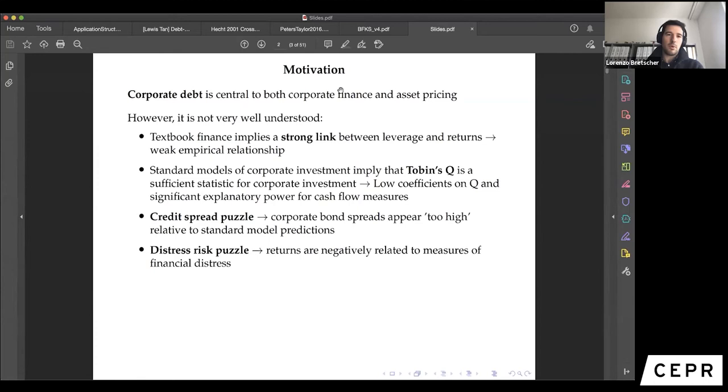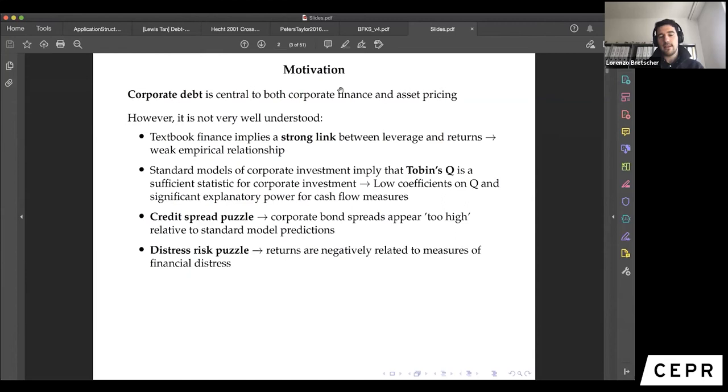And why do we think that? Here are a few examples. So textbook finance implies a strong link between leverage and returns. However, many papers have shown that the empirical evidence is rather weak. Standard models of corporate investment imply that Tobin's Q, itself a function of corporate debt, should be a sufficient statistic for corporate investment. However, what we tend to find empirically is low coefficients implying very high adjustment costs and significant explanatory power for cash flow measures.